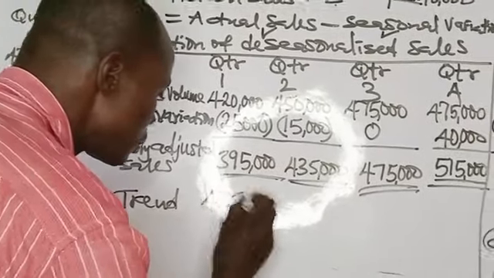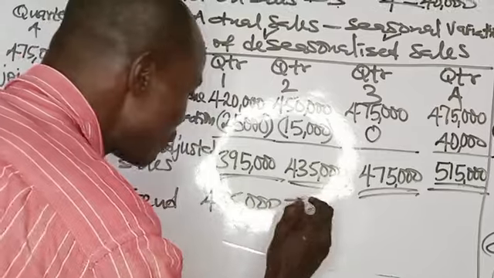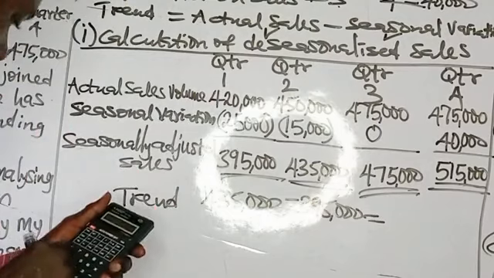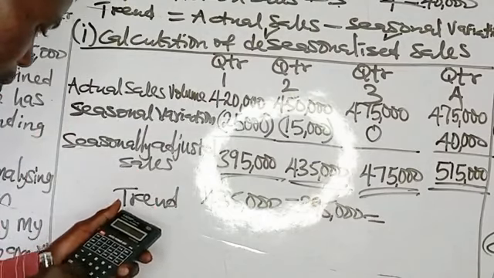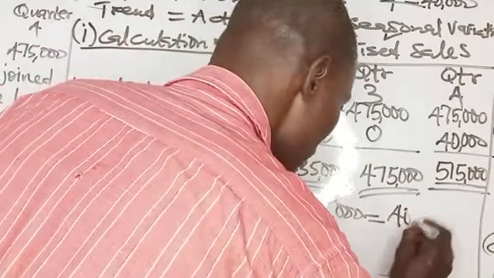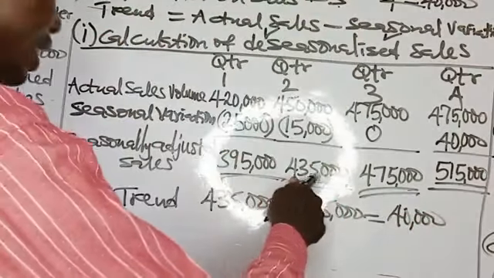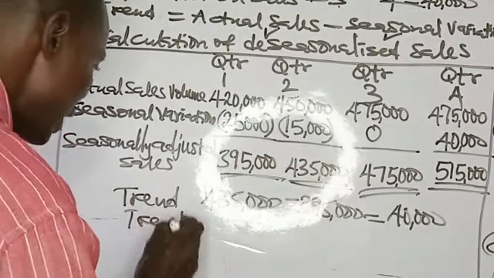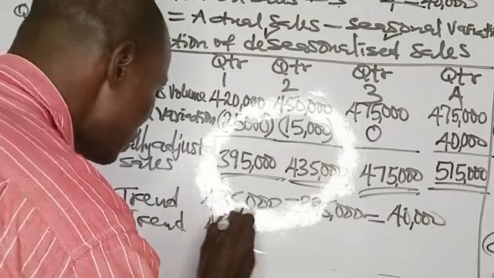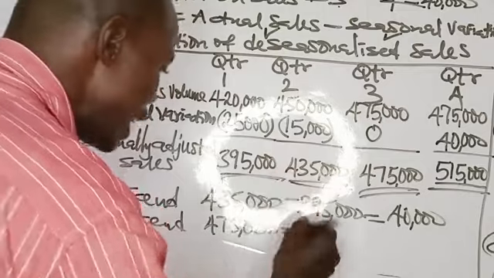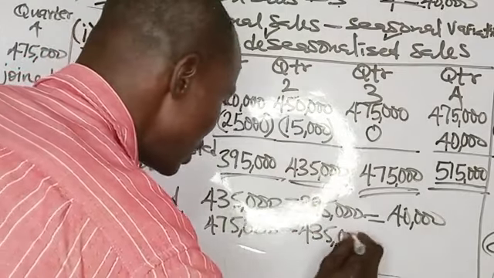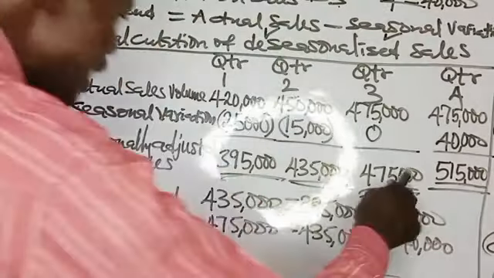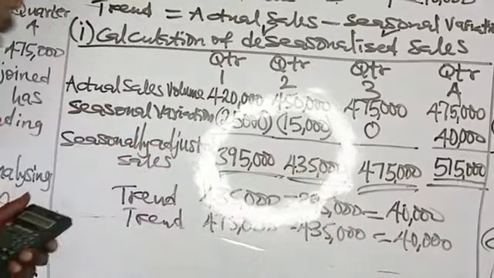435,000 minus 395,000. What is the difference? That is 40,000. That means this is greater than this by 40,000. Then, if you equally have trend, 475,000 minus 435,000. How much is the difference? The difference is still 40,000 as well. So that means this is greater than this by 40,000 as well.